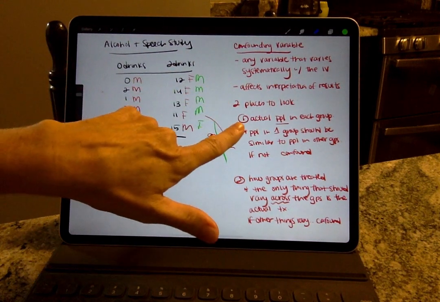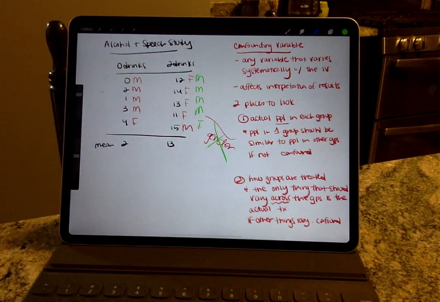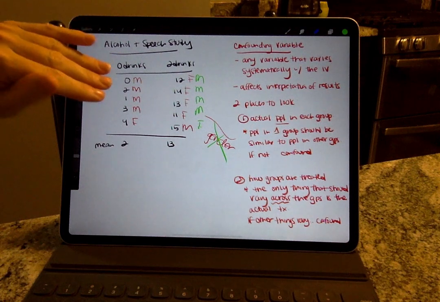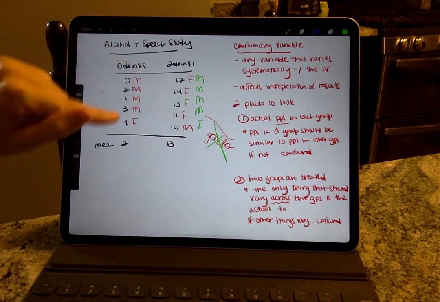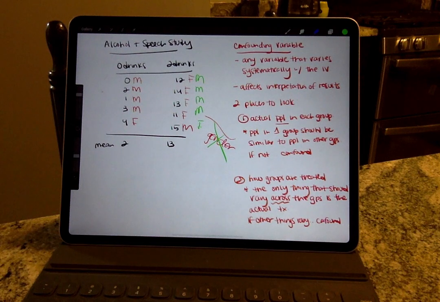Okay, so the first place to look for confounds is the actual people in the group. If I give you any sort of descriptions of the participants, I want you to look carefully and ask yourself, are the people in this group similar to the people in this group? If they're not, chances are that is a confound. And some of the most common ways that we're going to see those things vary in this class are gender, age, major, year in school, ethnicity, things like that.